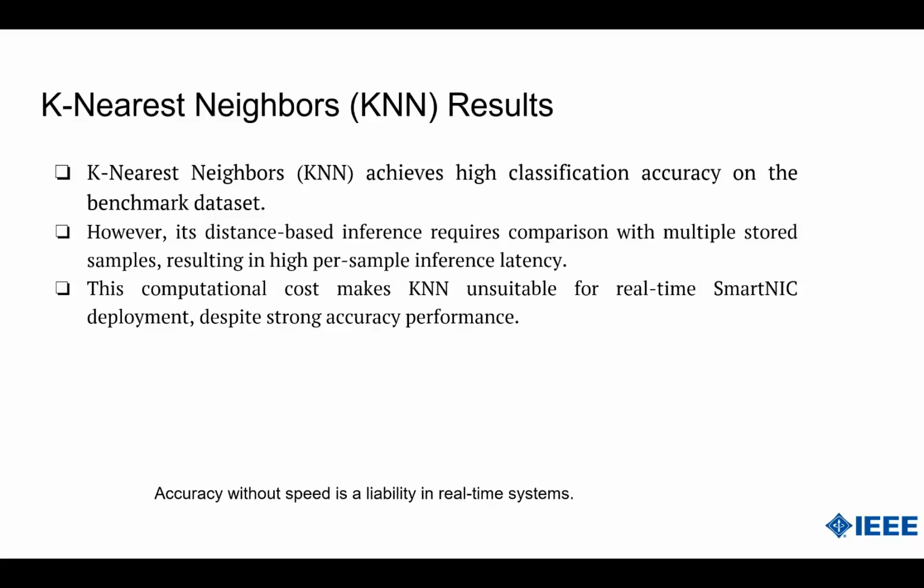Now let us observe the KNN results. KNN achieves high classification accuracy on the benchmark dataset. However, its distance-based inference requires comparison with multiple stored samples, resulting in high per-sample inference latency. This computational cost makes KNN unsuitable for real-time deployment despite strong accuracy performance. High latency limits its real-time use.